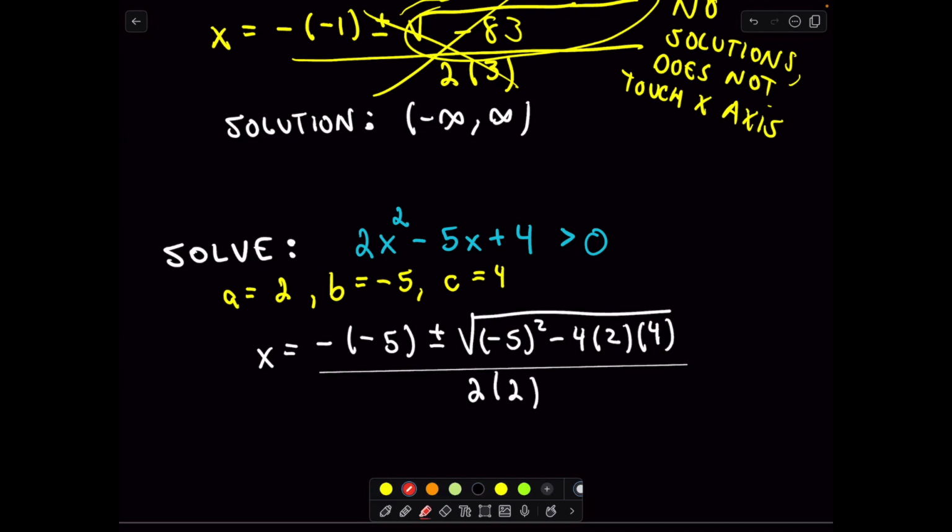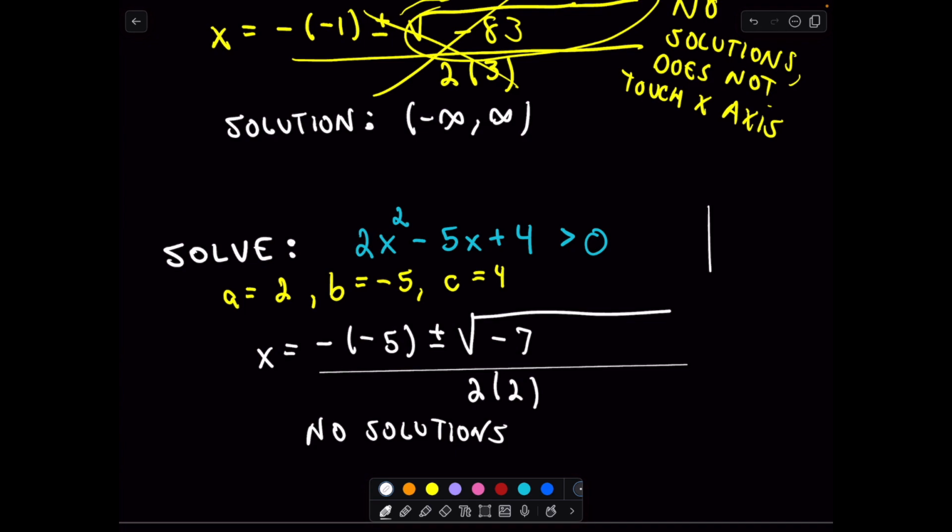So let's simplify. Negative 5 times negative 5, that's going to be 25. So let's see, 4 times 2 is 8. 8 times 4 is going to be 32. So, okay, it looks like the same thing is happening here in that I'm getting a negative number underneath the square root. 25 minus 32, that's going to be negative 7. So again, there's going to be no real solutions. So we know that it doesn't touch the x-axis.